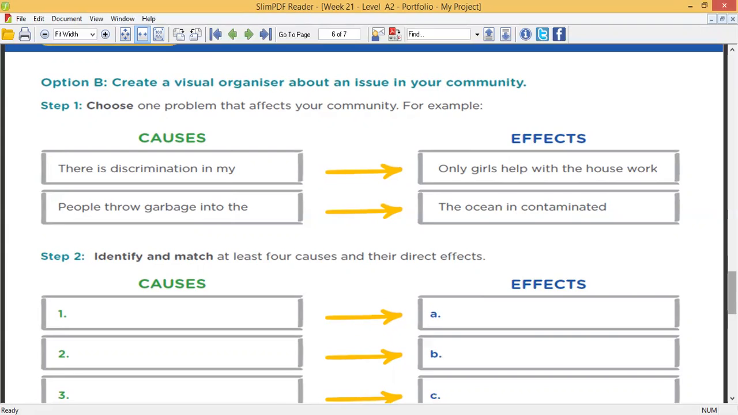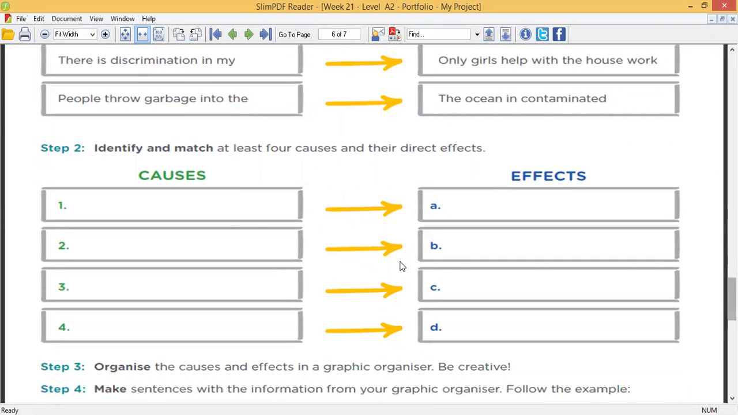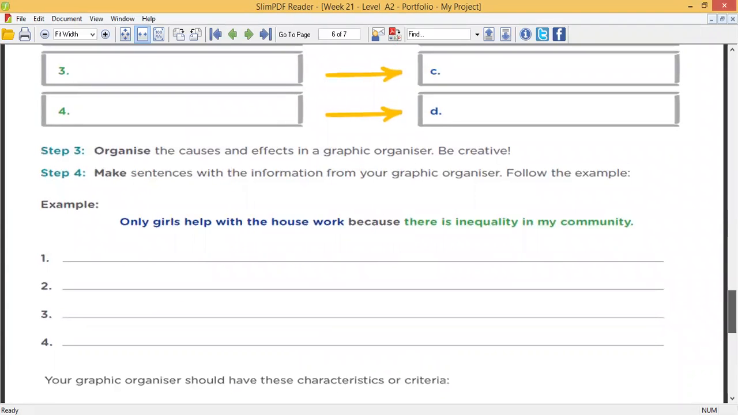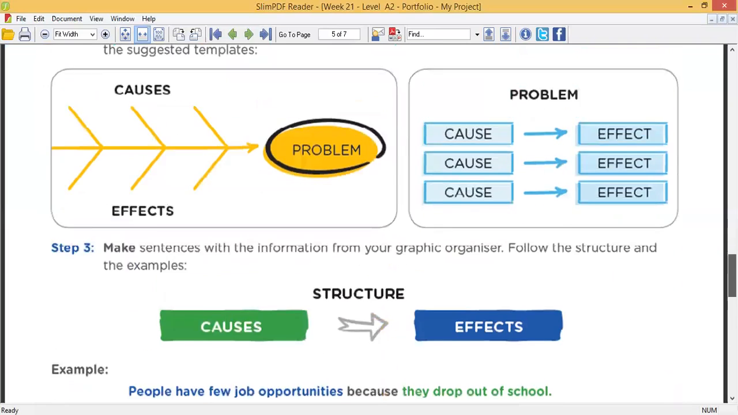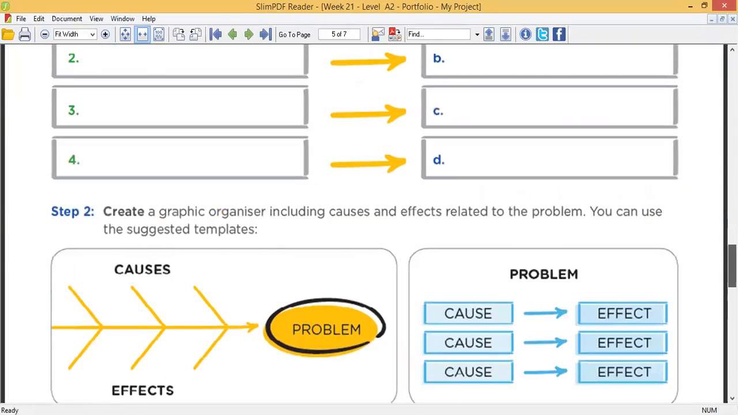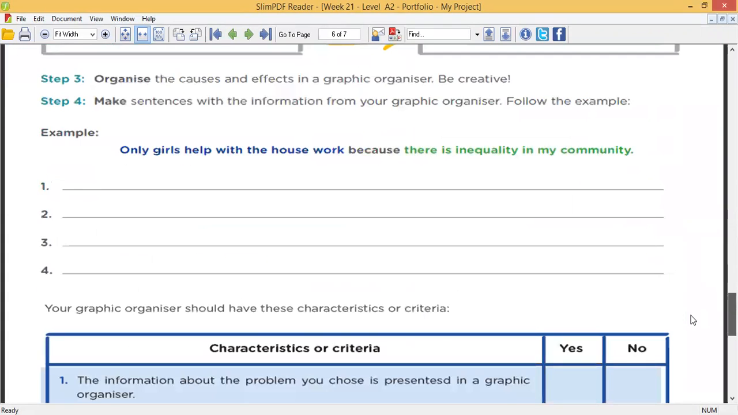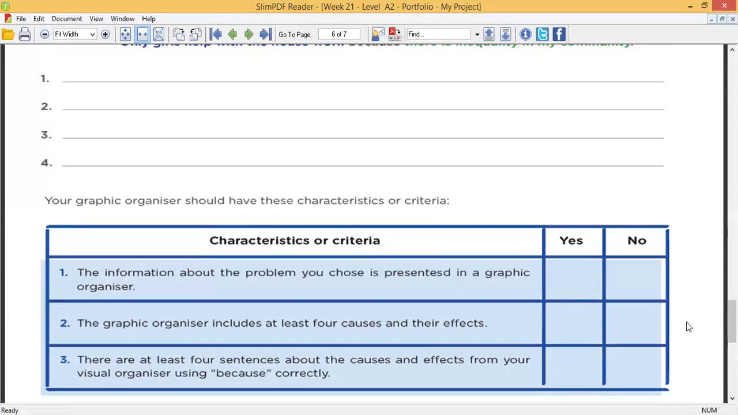You also have to write the cause and effects. Choose a graphic organizer and write sentences with information in the chart. It's the same, only the problem changes. Remember that your project, your evidence, must have these criteria, these characteristics. You have to follow this when you do your evidence.